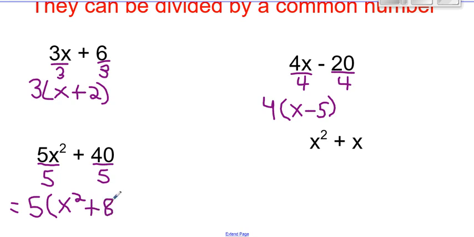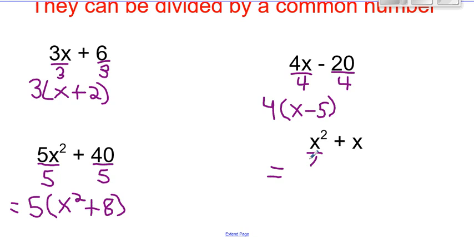If I was to expand this back through, I would get back to my original 5x squared plus 40. Not only can I have a common factor of a number, but I can also have a common factor of a variable. In both terms here, I have at least one x. So instead of dividing by a number here, I can divide by that variable itself. So I'm dividing each term by x.